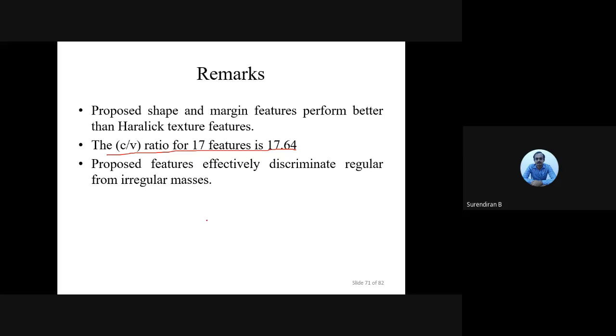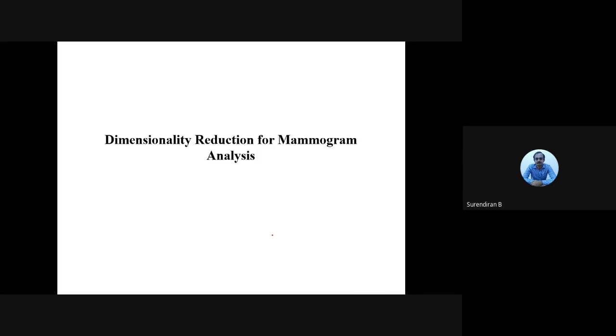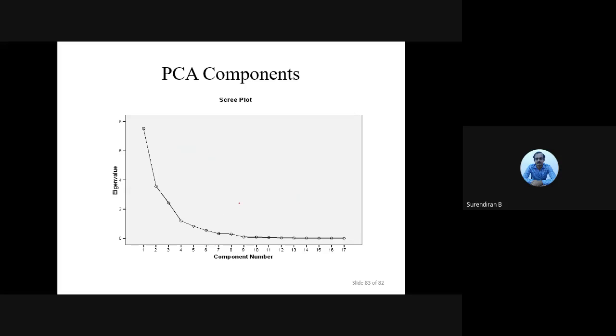This is how we have done the mammogram analysis, and for this we applied feature dimensionality reduction methods. Here we used PCA components. We extracted PCA components for the 17 features, so 17 features will give 17 components. From these, we selected the best. We started with 4 components, and after that it won't give much difference in accuracy.